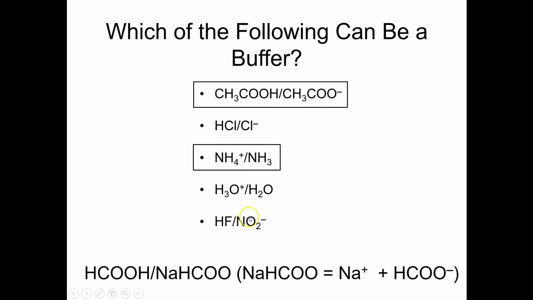You'll notice that in each one of these pairs, something is charged either positively or negatively. You would make this buffer by combining acetic acid with sodium acetate. You would make this buffer by combining ammonia with ammonium chloride, etc.